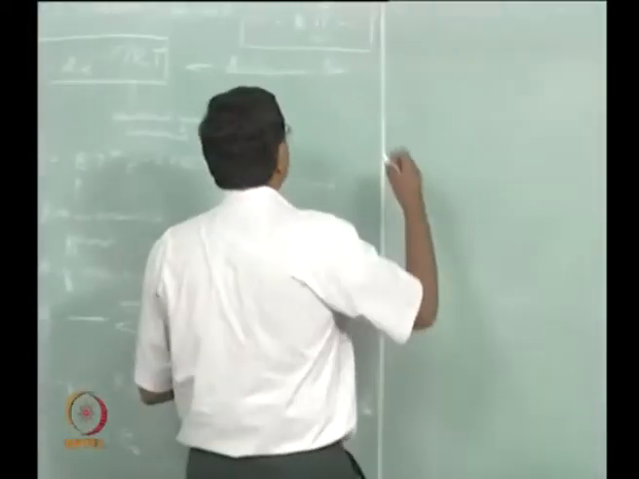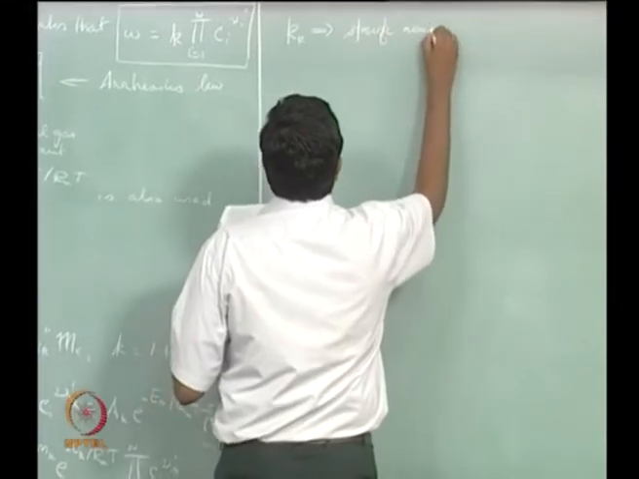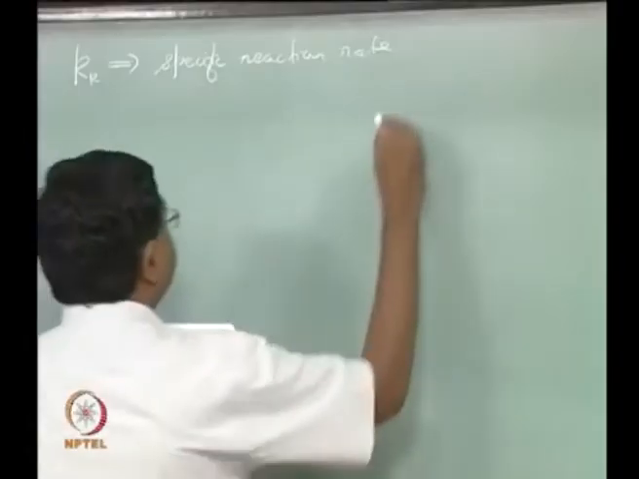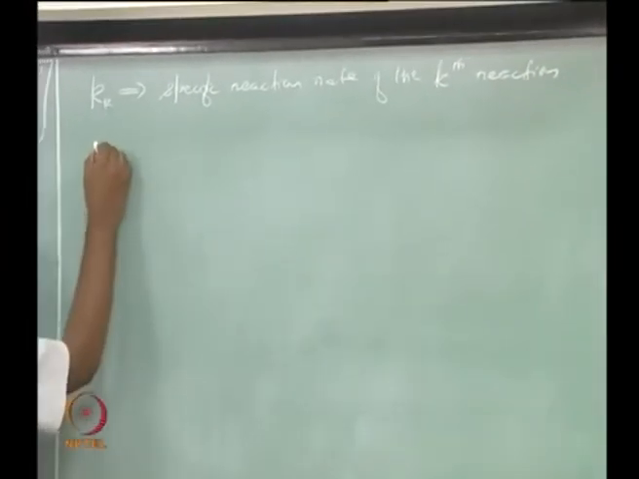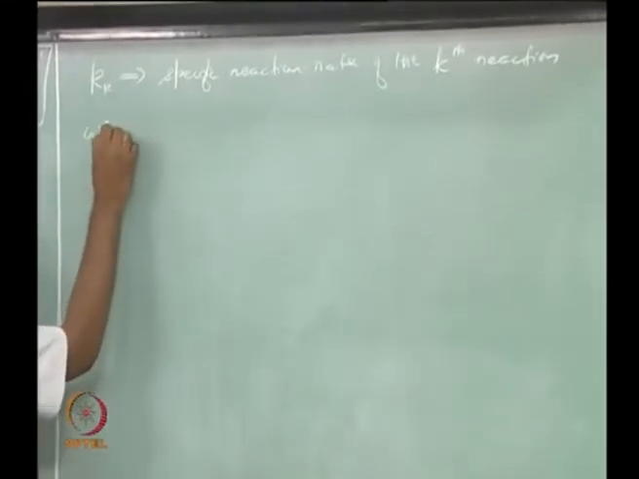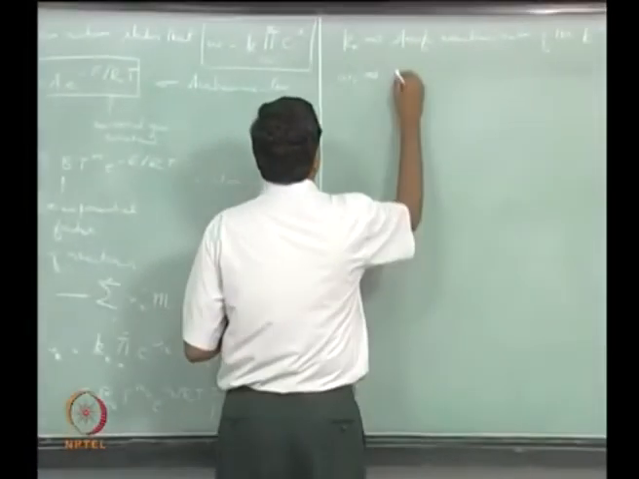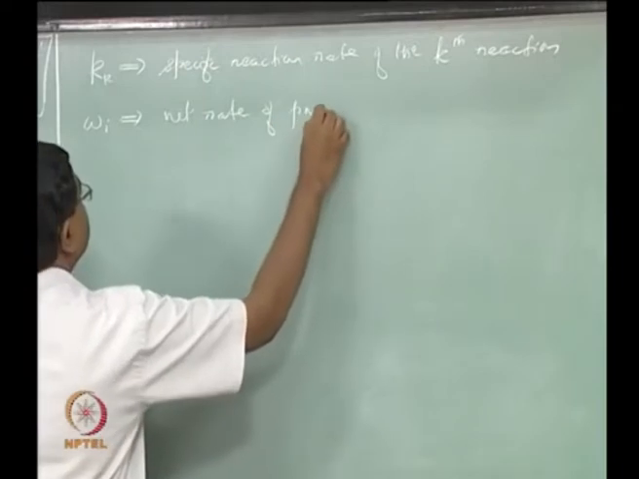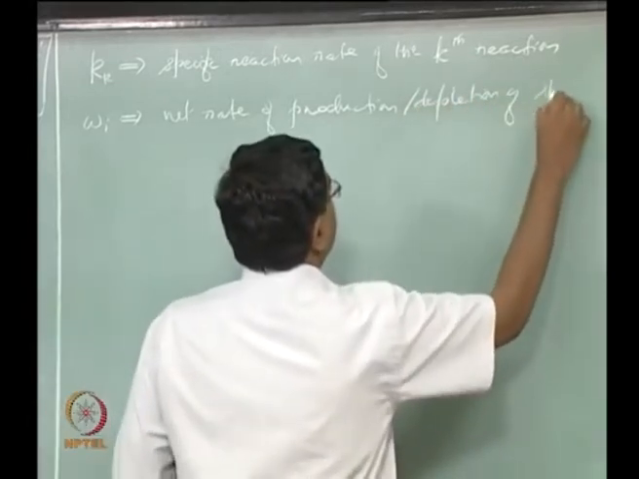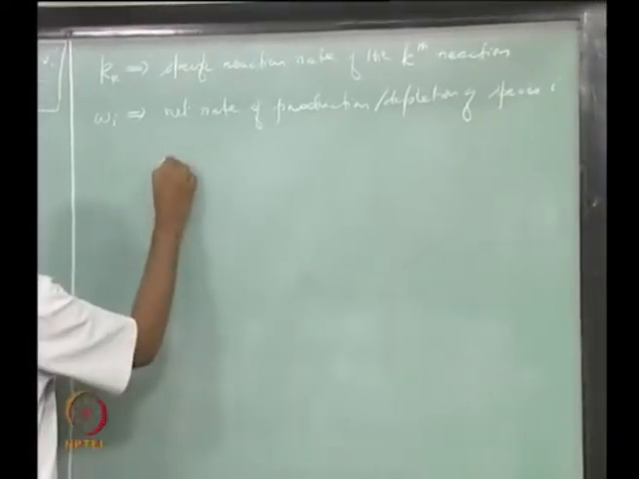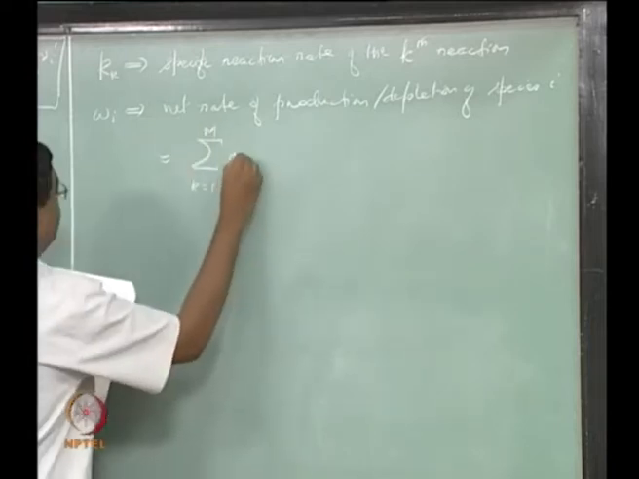So here, just to record whatever I am saying, this is the specific reaction rate of the kth reaction. Now omega i remains the same as what we had before. Omega i is the net rate of production or depletion of species i. This will be equal to sigma k equals 1 to capital M omega ik.